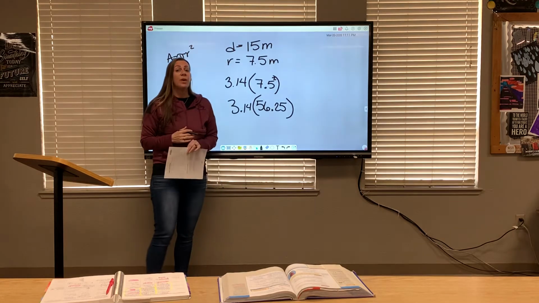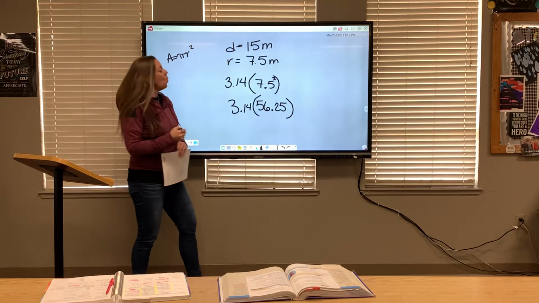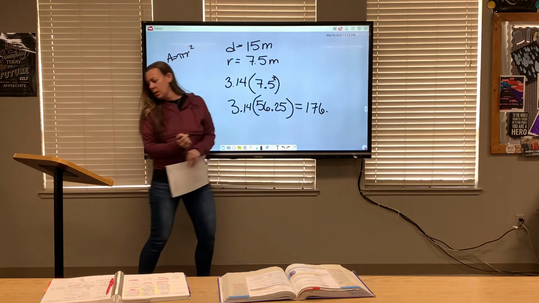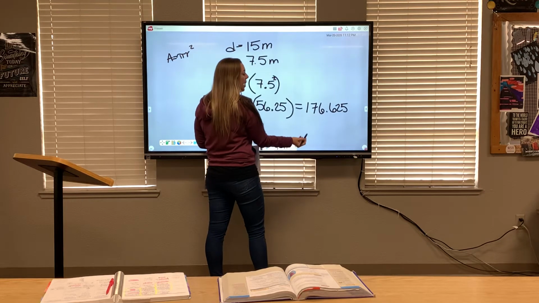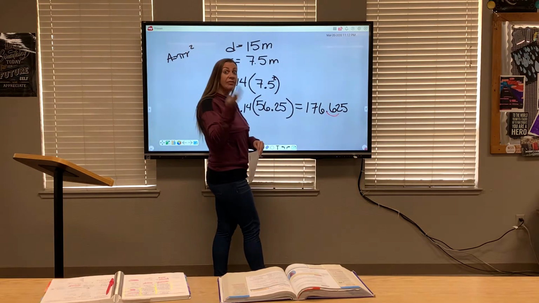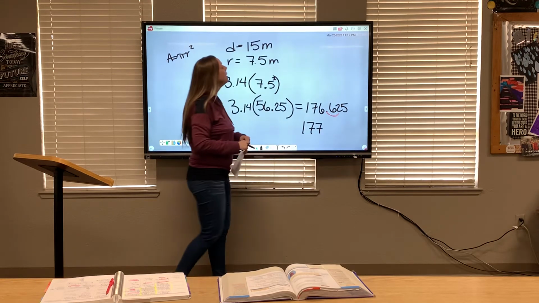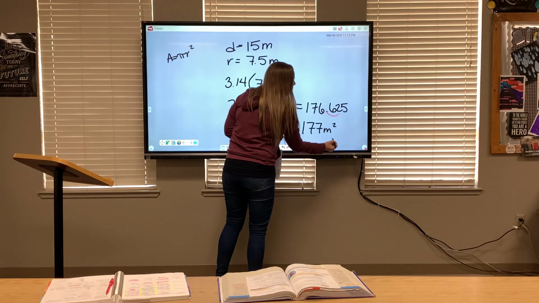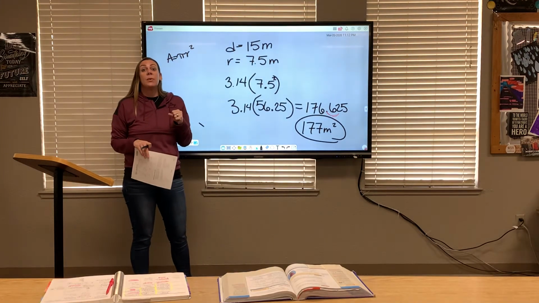So 56.25 times 3.14, and I will get 176. Sorry, let me double check. Yep, 176.625. I round to the nearest whole number by looking at this decimal spot. It's 5 or higher, so I'm gonna round up. So I'm gonna get 177. My label again is meters, so it's 177 meters squared. Okay, that's it when you're working with area.